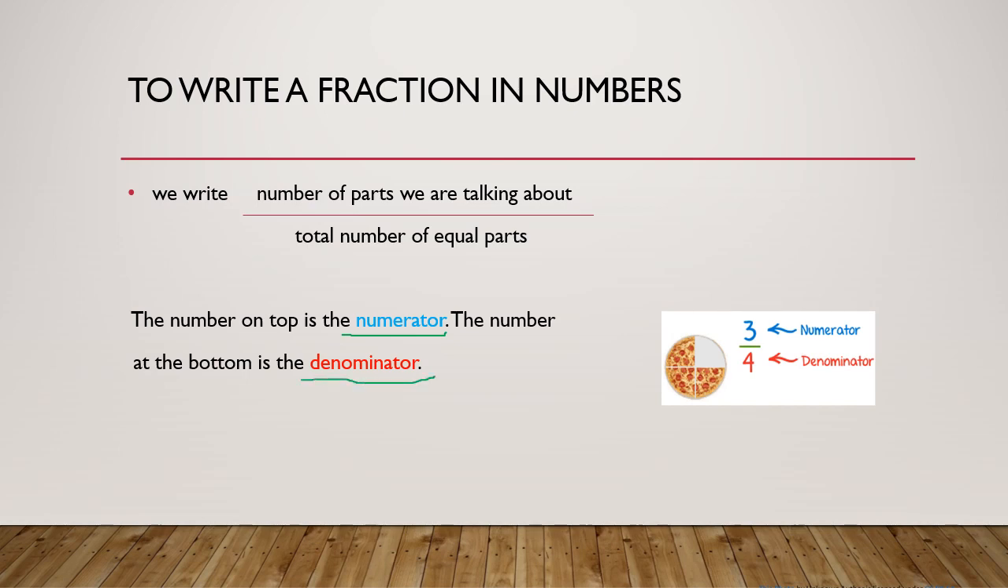See this example. We divide this pizza into 4 equal parts. And here one part is taken out. Now we are talking here about these 3 parts. So we write it as 3/4, where 3 is called numerator and 4 is our denominator.